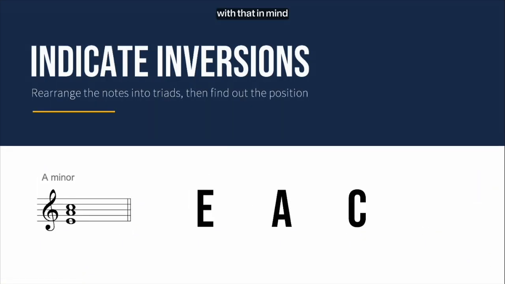With that in mind, we can now combine our knowledge of keys, chords, and inversions to correctly indicate a chord and its inversion. We have here a chord in the key of A minor. The 3 notes are E, A, and C. To find out what chord it is, we first need to ask if the 3 notes are arranged in thirds or not. The answer is no.